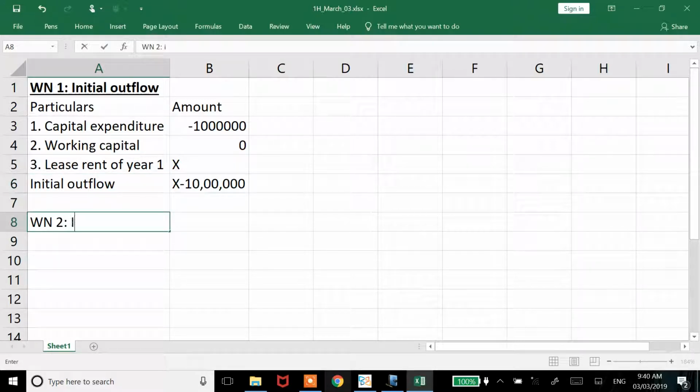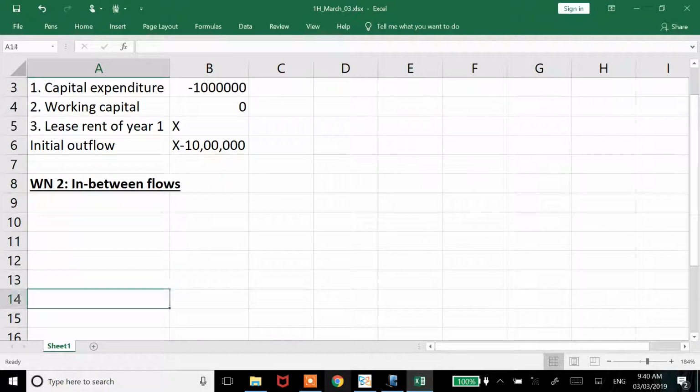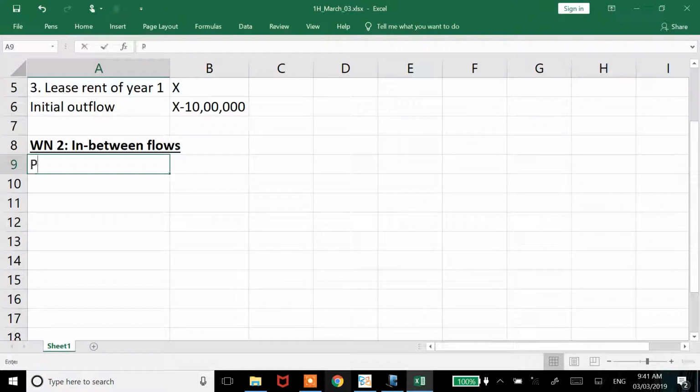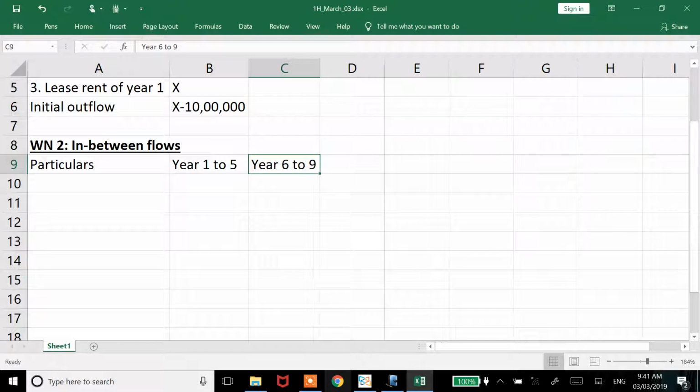Working note 2, in between flows. Now listen, it's a little tricky. Particulars: year 1 to 5 I combine together. After the 5th year the tax rate undergoes a change. Year 6 to 9 I combine together, as the tax rate is changing, and year 10 is separate because in year 10 there is no inflow. You will not get any lease rental.